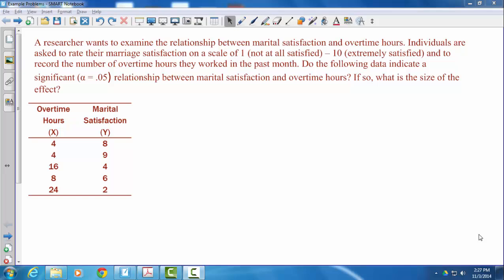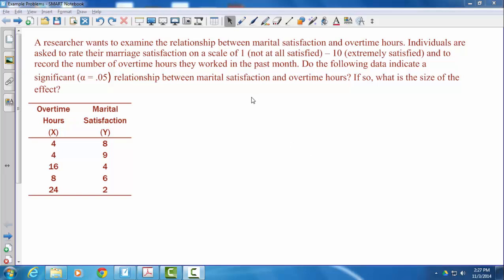All right, now let's work through some example problems looking at correlation and hypothesis testing with correlation, specifically with Pearson's correlation coefficient, or Pearson's R value. Remember, we're only going to look at that one type of correlation.